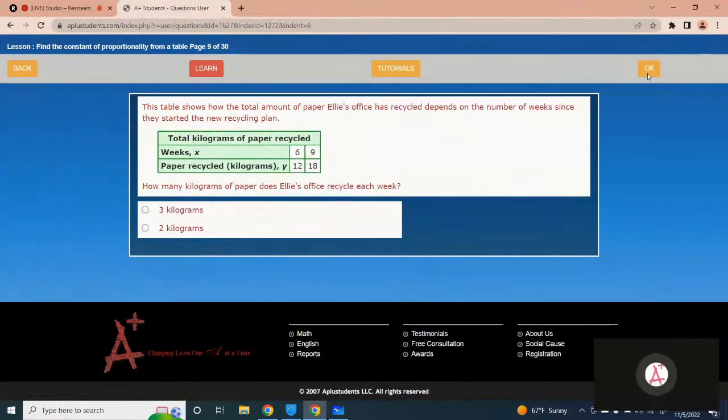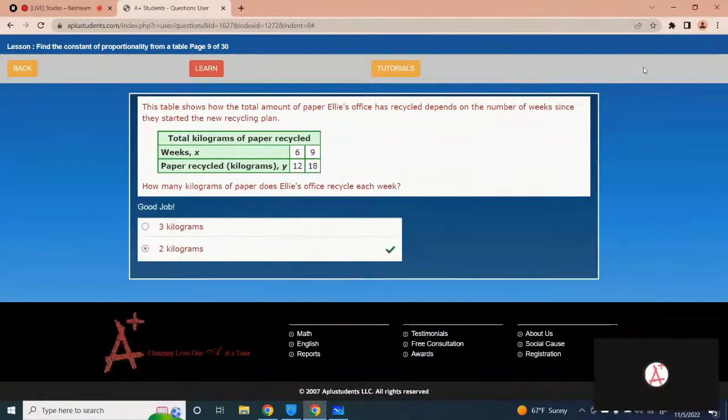The table shows how the total amount of paper Ellie's office has recycled depends on the number of weeks after they started the new recycling plan. How many kilograms of paper does Ellie's office recycle each week? So it would be 12 divided by 6. So the correct option is 2. 2 times 6 is 12 and 9 times 2 is 18. So just select the correct option and click on the OK button.